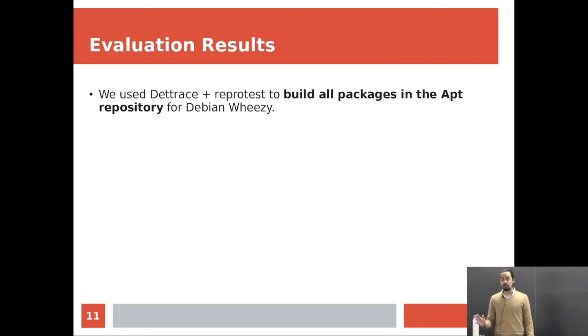So now I want to talk a little bit about what our evaluation was. For our evaluation, we wanted to make sure that Dettrace worked on a wide array of programs and solved many different sources of non-determinism. We didn't want to just cherry-pick a few benchmarks and see if those worked or not. Instead, we used Dettrace and Reprotest to build all packages inside the Debian repo for Debian Wheezy. If you know anything about Debian versions, Wheezy is pretty old. It was old when we started, and it's very old now.